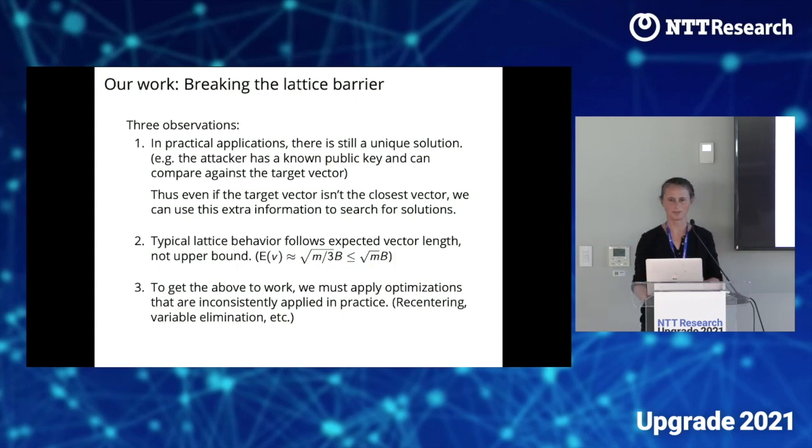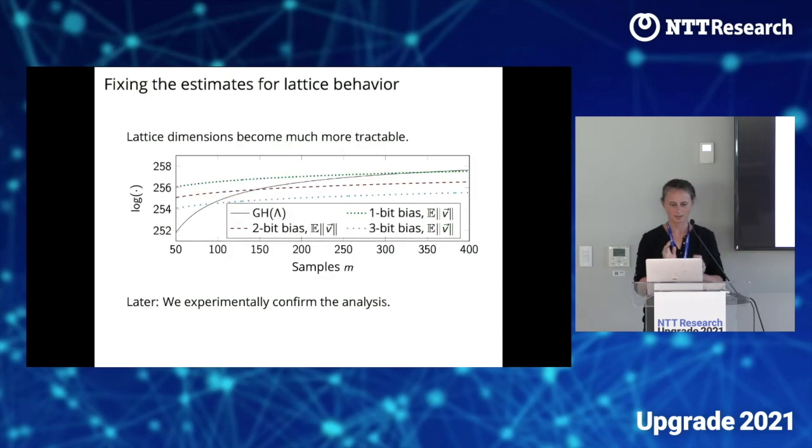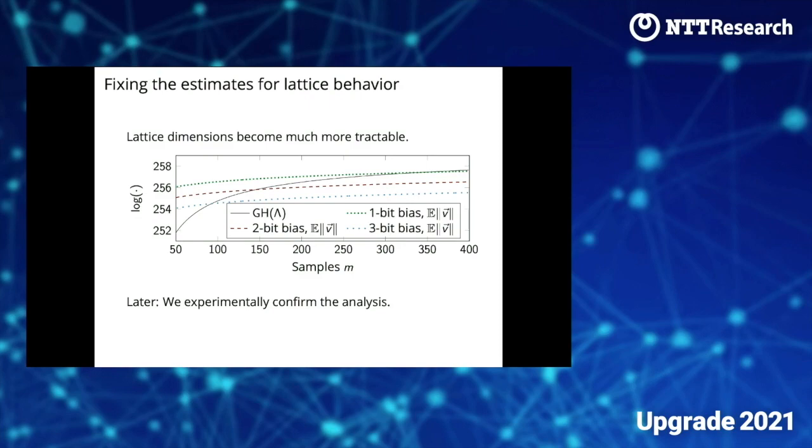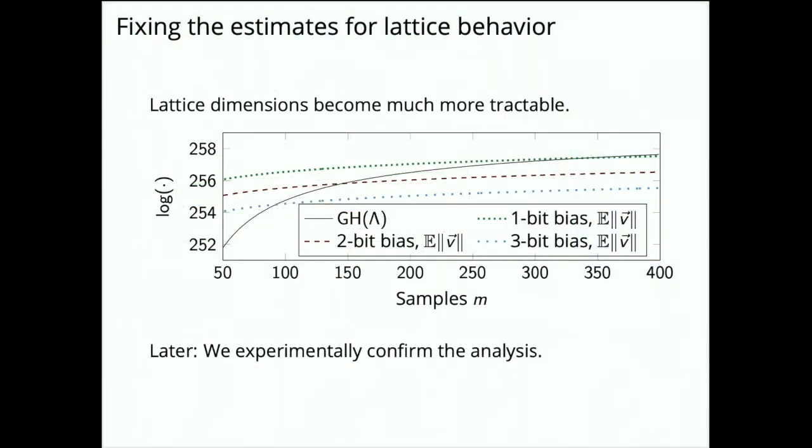You don't need to re-implement it from scratch every time anymore. So I'll start with the second bullet point, which is that if you introduce that factor of square root of 3 and look at the expected length of the lattice vector rather than an upper bound on it, then actually the lattice dimensions become much more tractable.